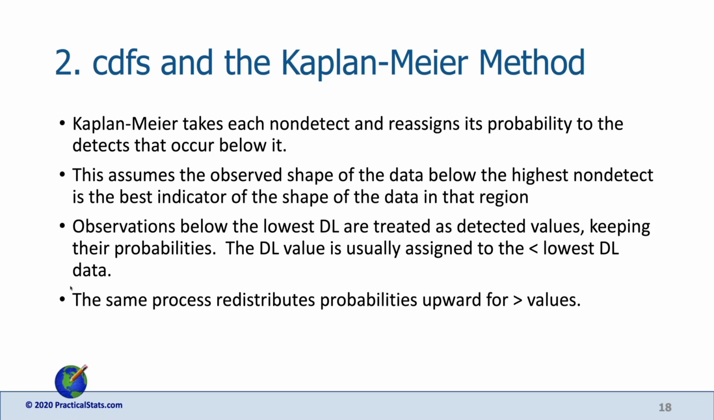And what that does is say that my best guess at the shape of the data below 5, let's say if I had some less than 5s, is the observed data below 5, rather than a smooth curve theoretical distribution. I don't want to assume one of those because I'm a non-parametric procedure. So I'm going to use the data to best represent the shape of the data that I've already seen. And that same process works on the upper end as well.